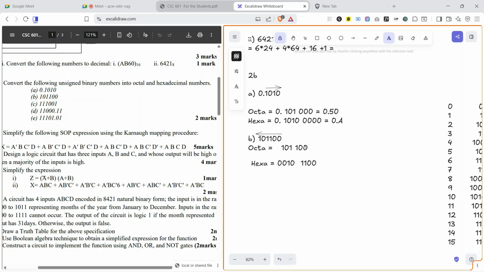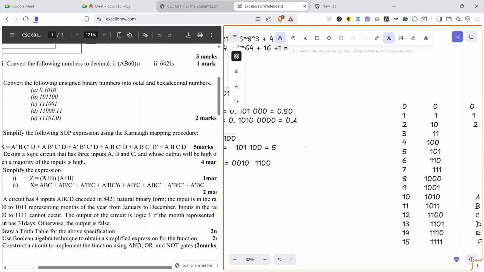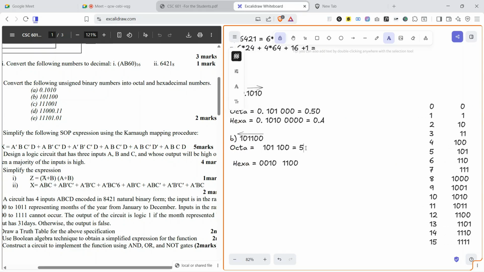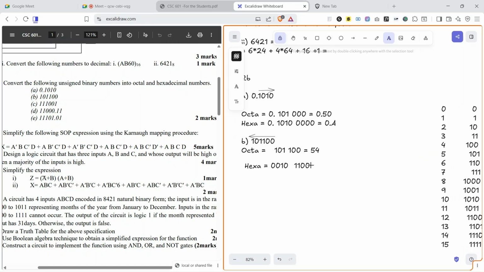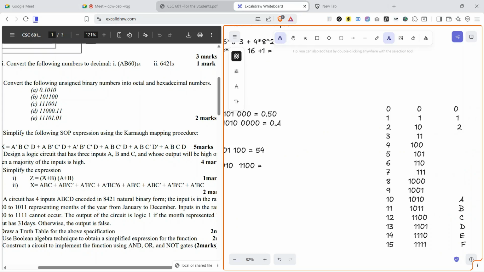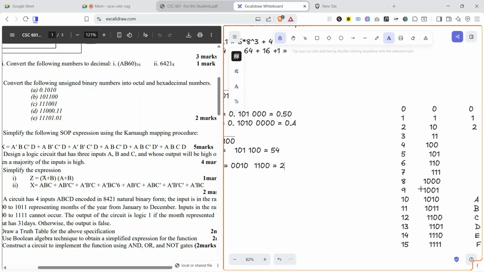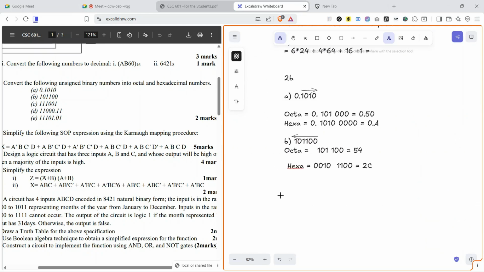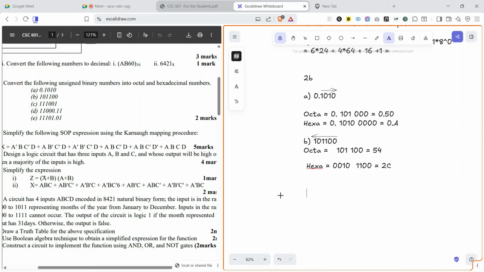So this is equal to 5. 101 is 5. Then 100 is 4. So that's 54 base 8. And this would be equal to 0010 is 2, and 1100 is C, so 12C base 16. So let me just do one more example. Let me do the example E. So E is 11101.01.